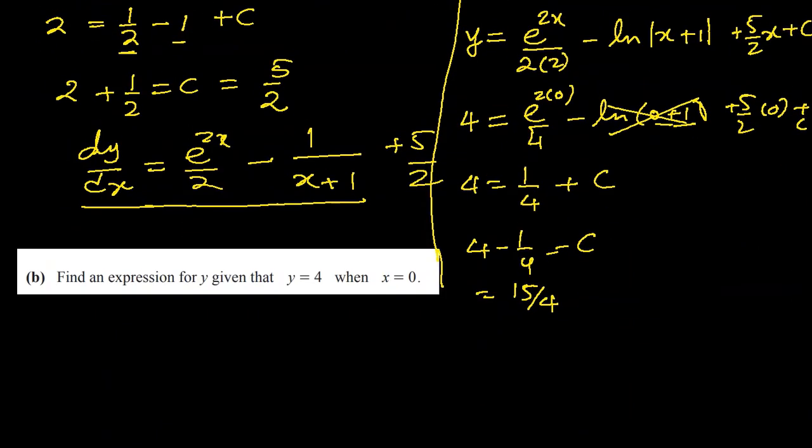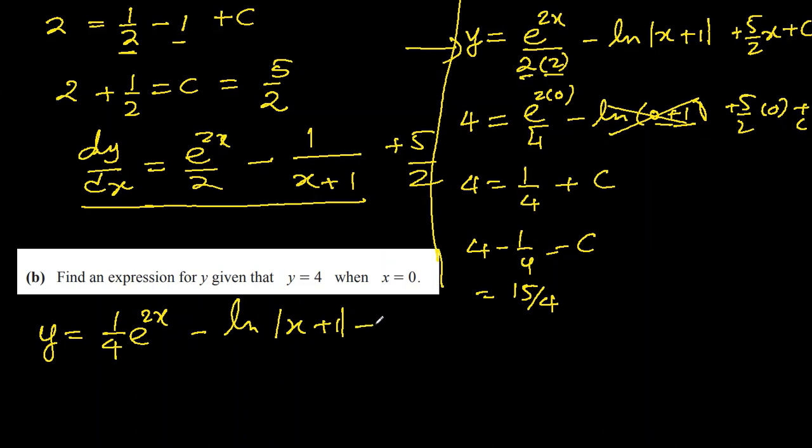So the final equation of y, we will write with the help of this one. Y equal to 1 over 4 e to the power 2x, that's what we can write, 2 times 2 is 4, minus ln x plus 1 plus 5 over 2 x plus, right? Yeah, 15 over 4. That's the final equation.